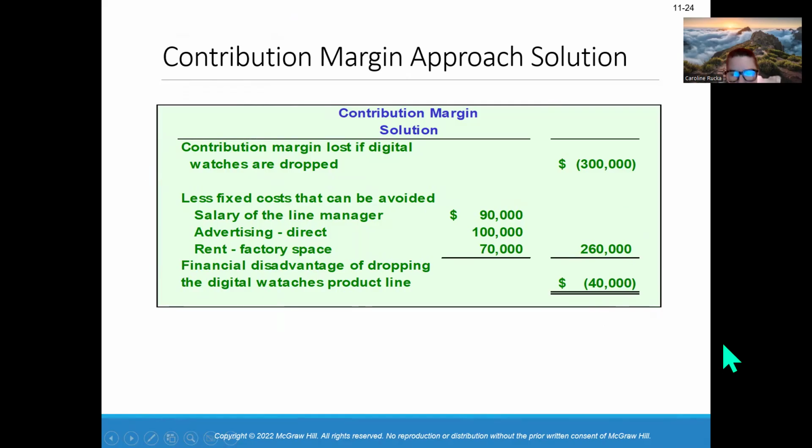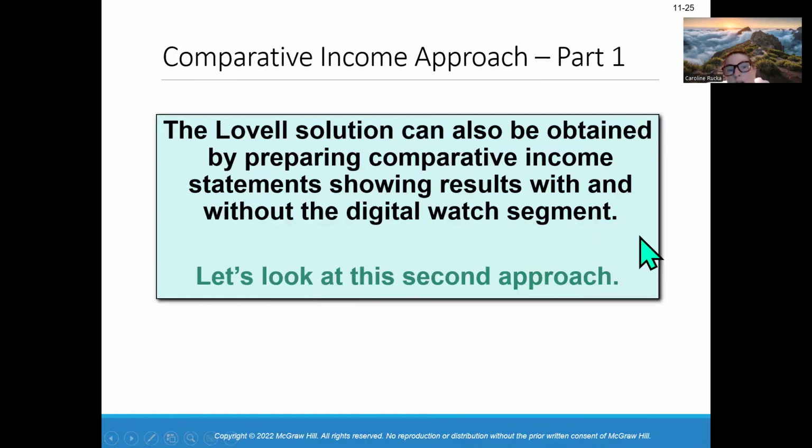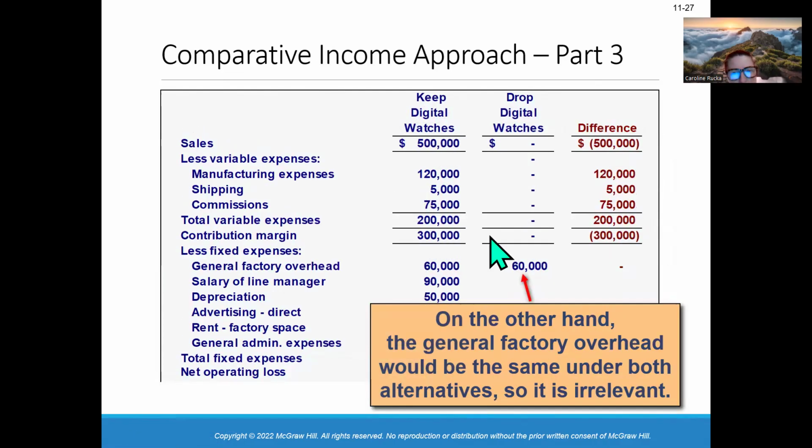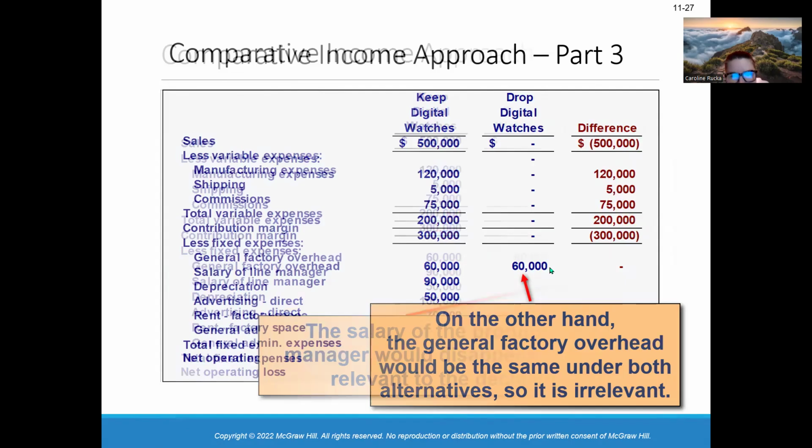This is the one that your book prefers. We could also do a financial statement approach, where we get rid of our sales. We would get rid of all of these expenses. We would lose this contribution margin. Well, we wouldn't lose the general factory overhead. Remember, that just gets redistributed, so we keep that there.